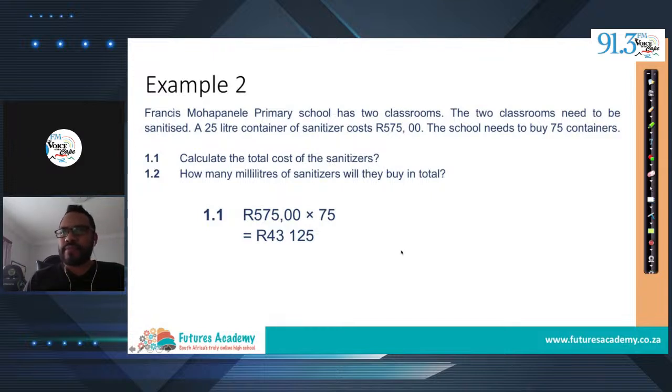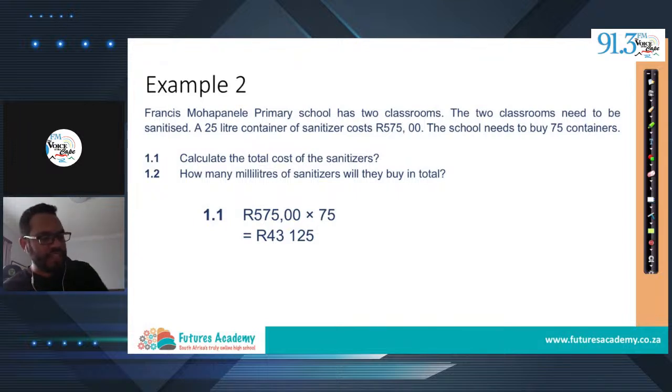Okay, now here comes the conversion question. The conversion question that we have over here is how many milliliters of sanitizer will they then buy in total? Now, you know that we've got 25-liter containers. We've got 75 of them. So you've got multiple ways of doing this. You can either convert the liters to milliliters already and then multiply it by 75. Alternatively, you can calculate how many liters we have and then take that answer and convert to milliliters.